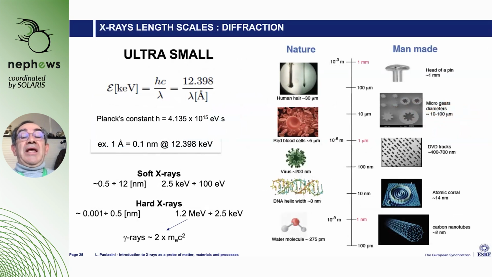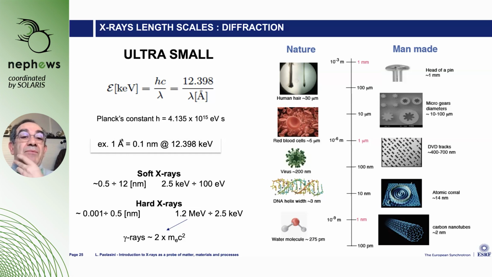X-ray length scale produces diffraction because in a very small material, like natural material such as protein, DNA, or eventually it can also be used to investigate diffraction in man-made material.